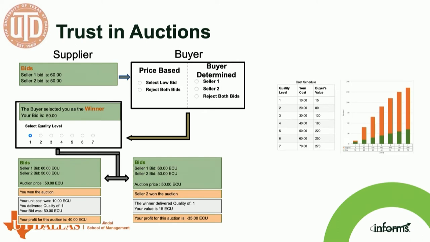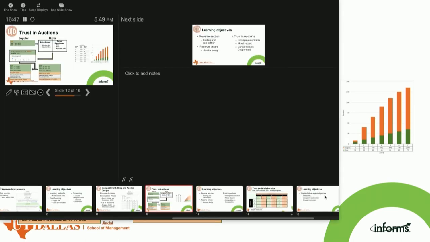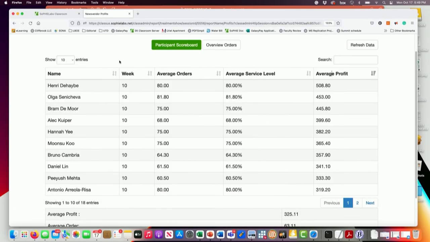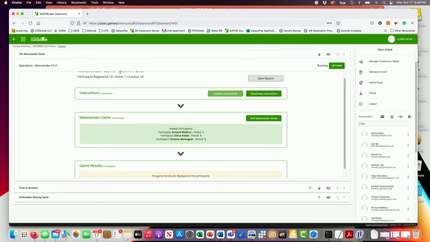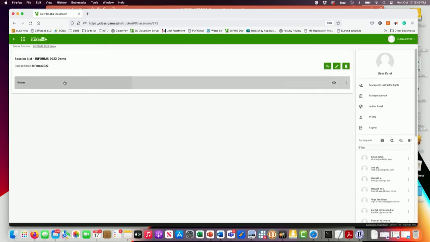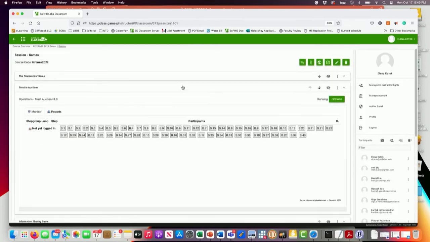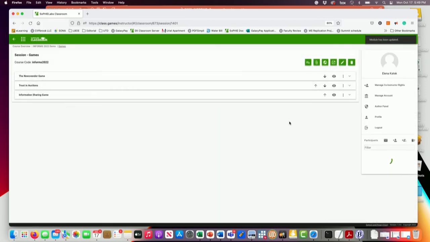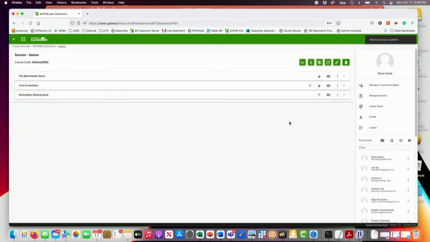Okay, so let's see if we can play this. If you go back to the original screen, if you logged in, there should be a tab still open. You can close the newsvendor tab and go back to that screen, and you should see the trust in auctions.